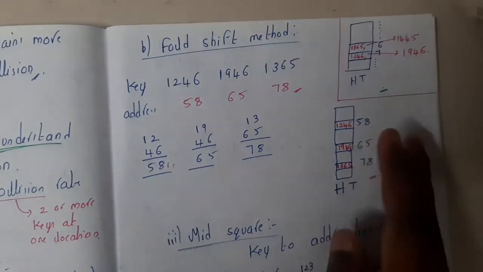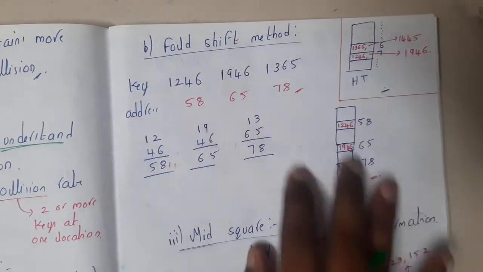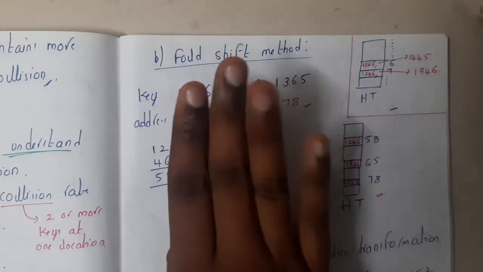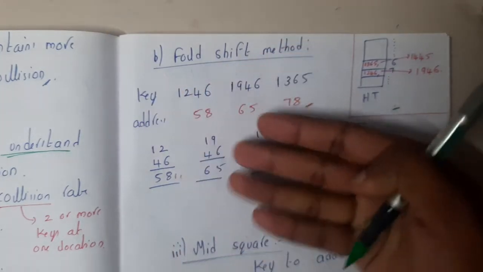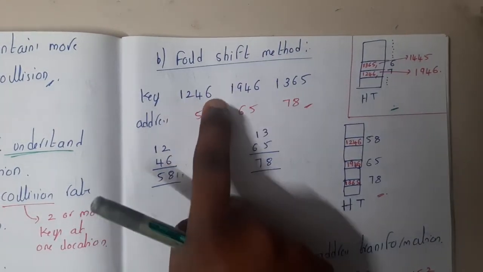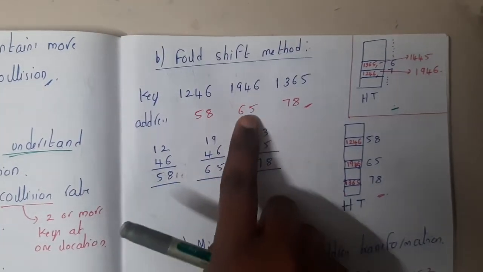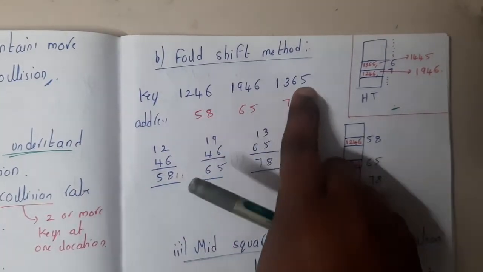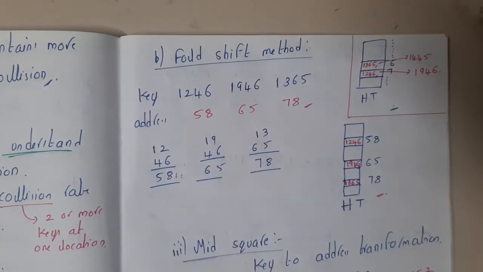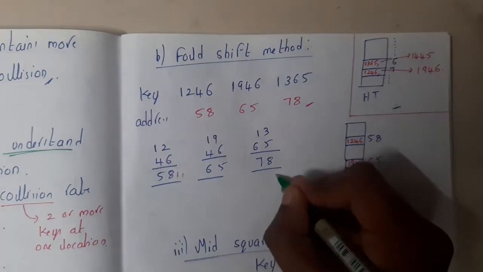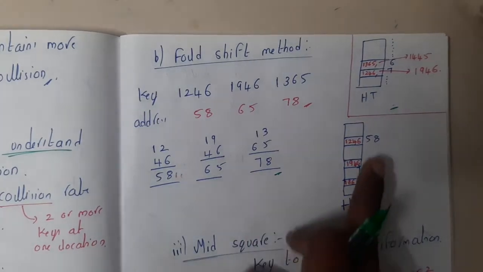Similarly, the second method in the folding method is the fold shift method. Here you are having four-digit numbers, right? So break them into two parts, two numbers plus two numbers. So 12 plus 46 is 58, so 58 is your location. 19 plus 46 is 65, the next location. 13 plus 65 is the next location. In that way, by folding them, you are calculating the locations where you store those values.